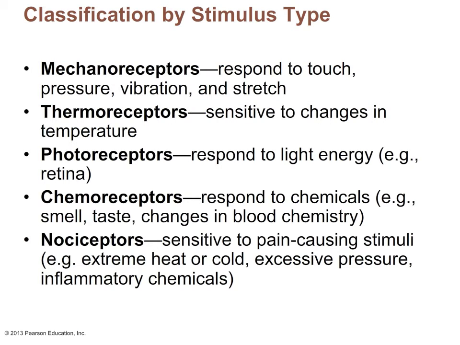On the other hand, thermoreceptors are sensitive to temperature. For example, if it's cold outside and you start to shiver, that's in part because the thermoreceptors in your skin have been sending nerve impulses to your brain. And of course, we have photoreceptors. Photoreceptors are sensitive to light, and the one place in the body that we have photoreceptors would be in the retina of the eye.